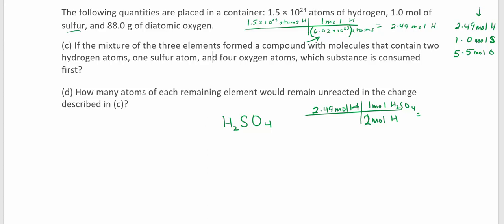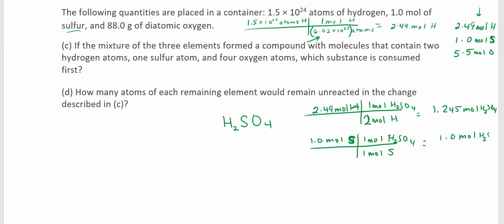And I'm just going to give you all of the digits that I had. It was 1.245 moles of H2SO4 were possible. If I have 1 mole of S, not O, 1 mole of S, and I need 1 mole of S for every 1 mole of H2SO4, then I can create 1 mole of H2SO4.